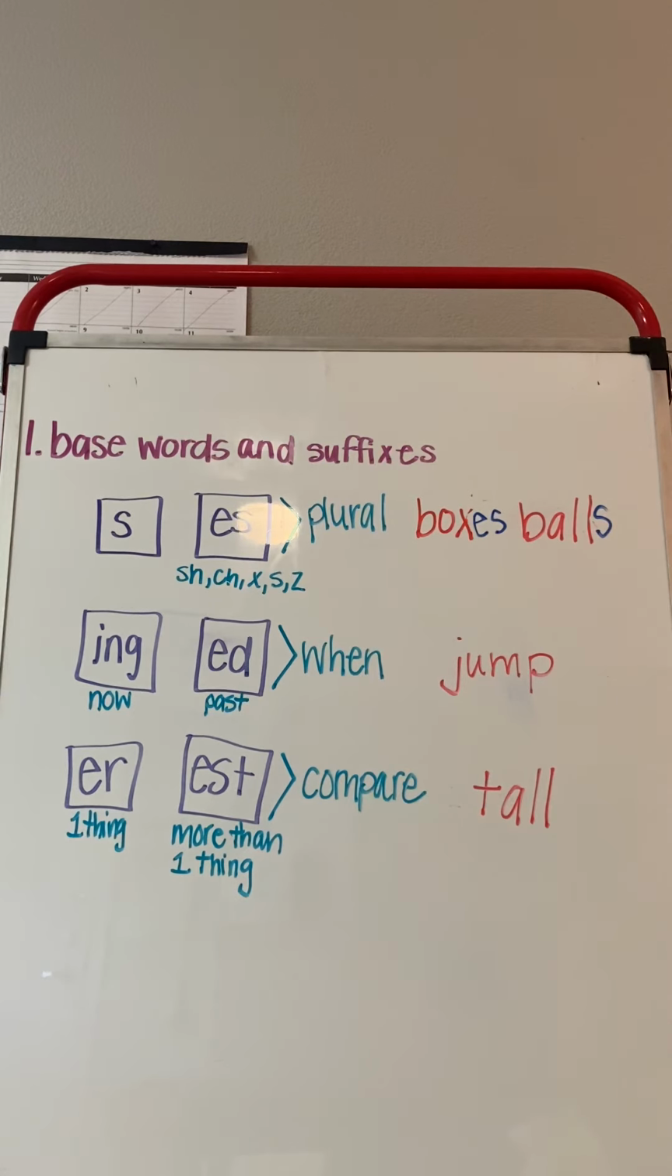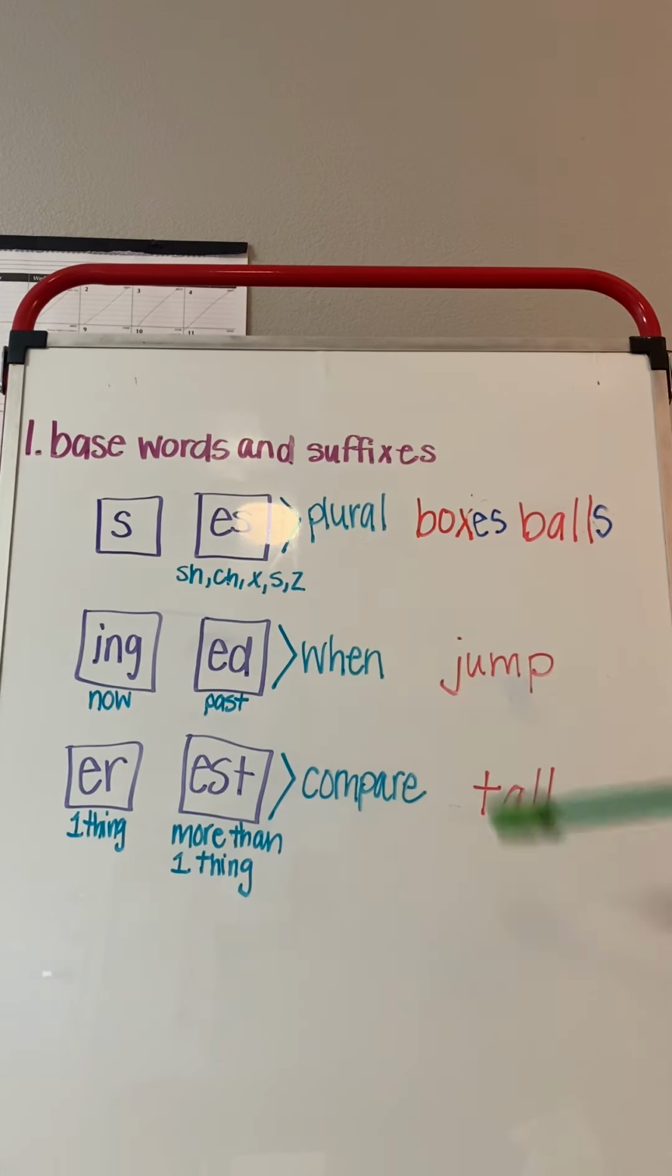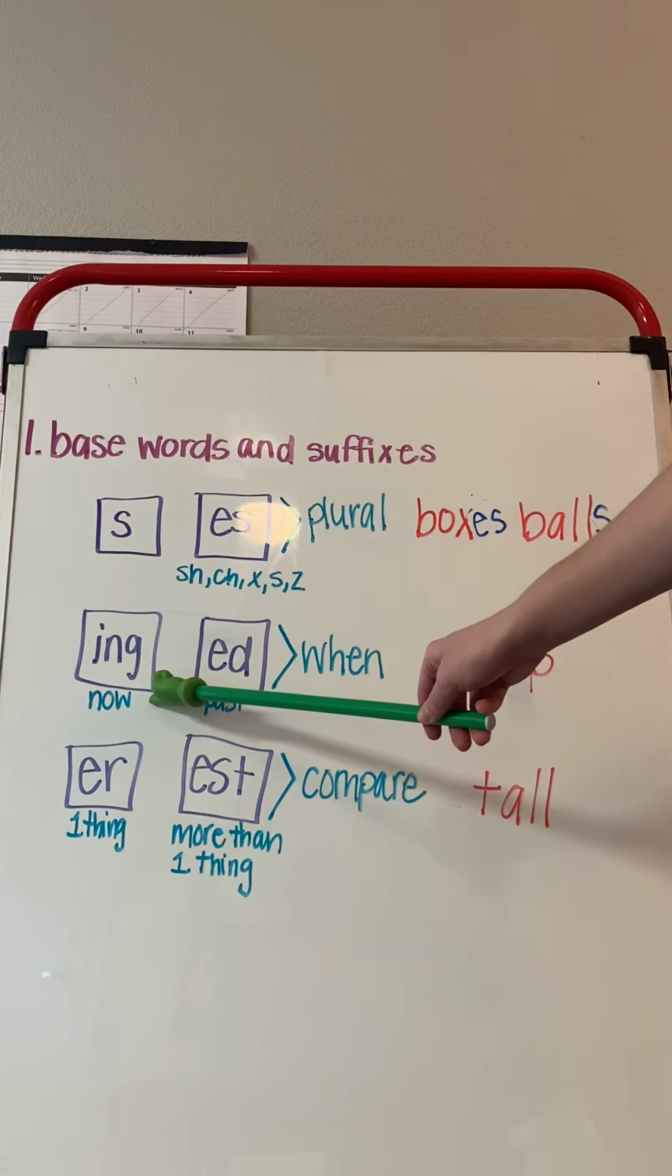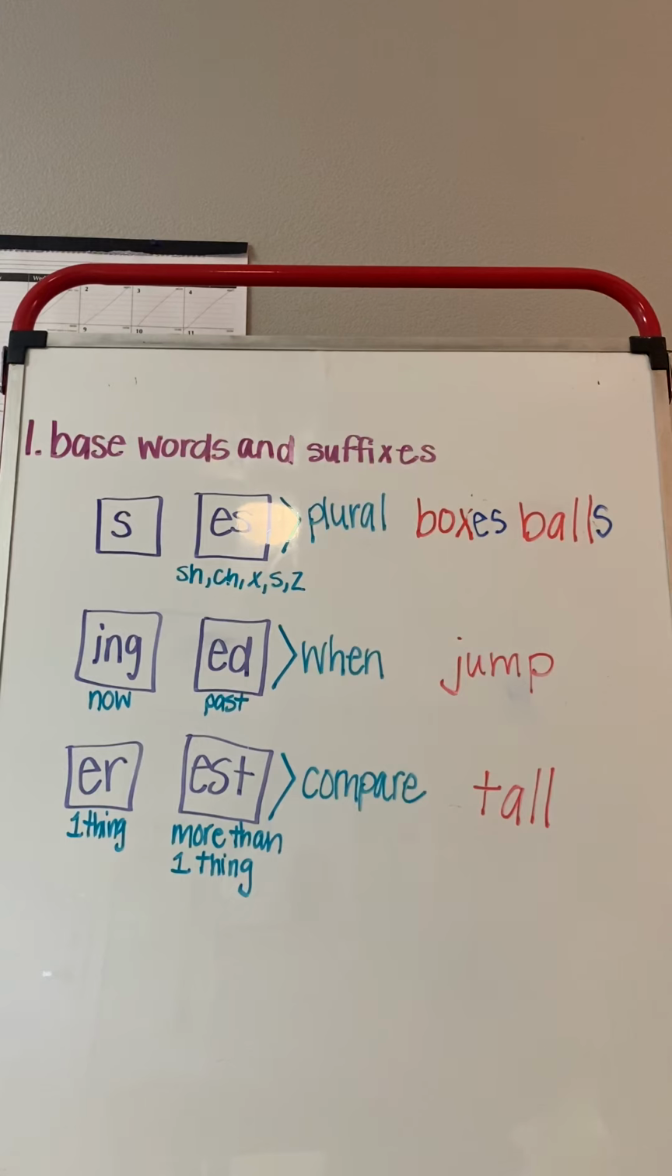Now looking at ING and ED, these suffixes tell you when something is happening, okay? Remember, ING tells you that the thing is happening now, and ED tells you that it happened in the past, okay? If I take a look at the word jump, if I put my suffix ING, jumping, that's telling me it's happening now, right? I'm jumping right now, okay? If I add the suffix ED, as in jumped, that means it already happened, right? I'm already done. I jumped already, okay?